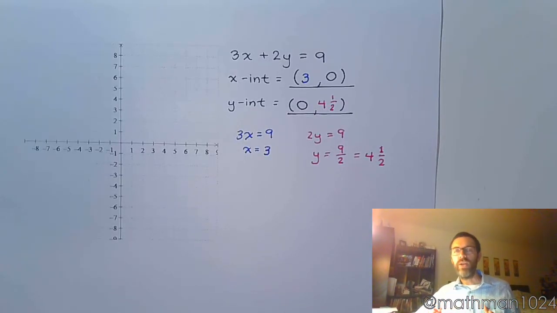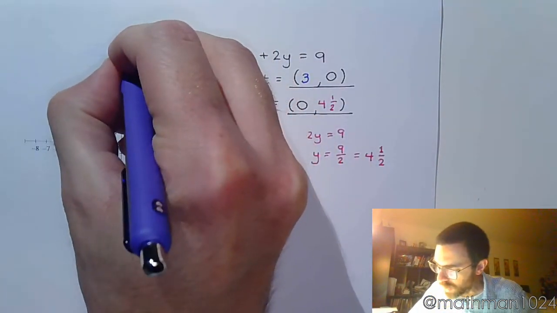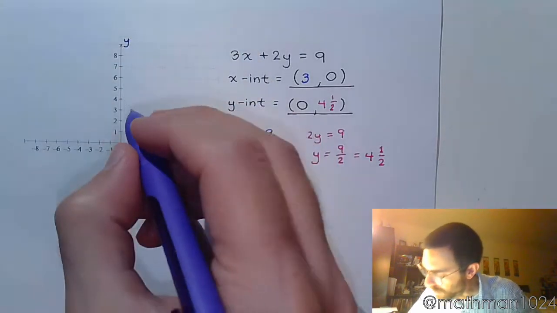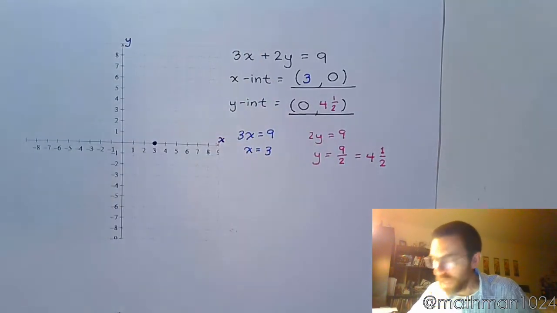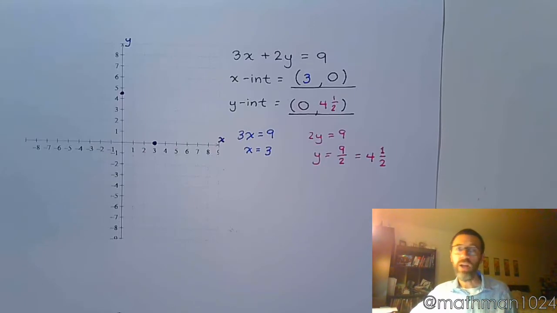What you need to understand here, though, is that you have found 2 points for your line. You haven't talked about finding the slope, you're just talking about finding 2 points for your line. So, let's plot these and see what we have. The x-intercept always goes on the x-axis, and the y-intercept goes on the y-axis. So the x-intercept is 3, 0, and the y-intercept is 0, 4.5. So it's going to be right about here, halfway between 4 and 5.